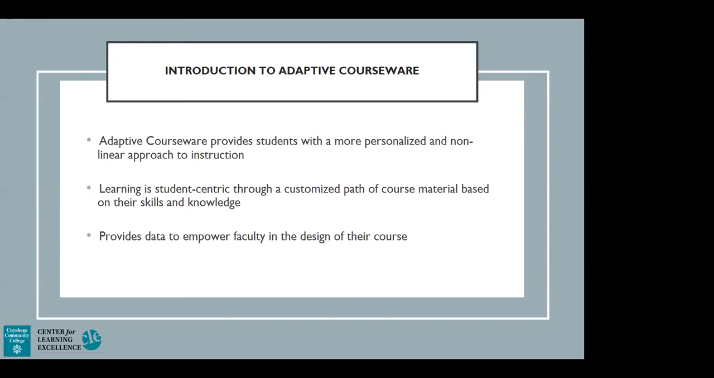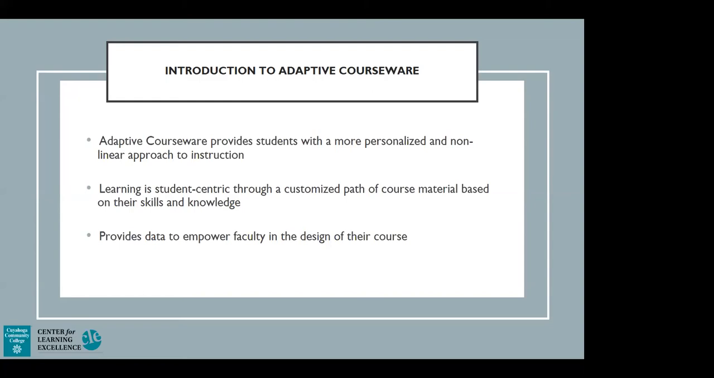But we thought we'd start out with a definition of what adaptive courseware is. Pretty much, it provides students with a more personalized and nonlinear approach to instruction. The learning is student-centric, and what the software does is create a custom path for each student based on their prior learning or their prior skills on specific course material. And for the faculty, it provides data for that faculty member to make changes to the design of their course.